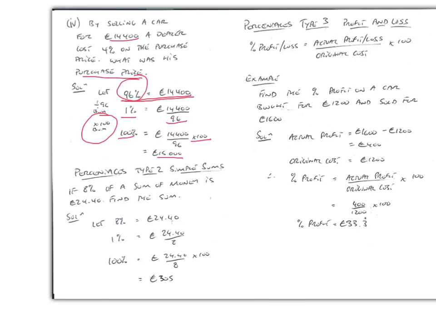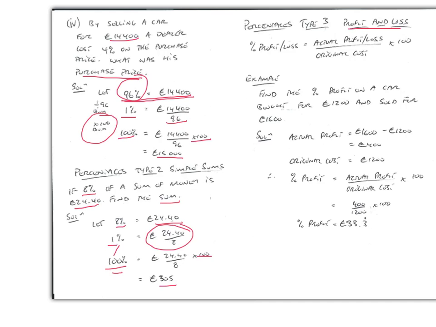Okay, second type of percentages, simple sums. If 8% of a sum is €24.40, find that sum. So we just let the 8% equal €24.40. We find what 1% is using the unitary method, divide both sides by 8. So we get 1% is equal to 24.40 divided by 8. And if 1% is that, then 100%, i.e. the whole sum, must be, multiplying both sides by 100, 24.40 divided by 8 times 100, which is €305.